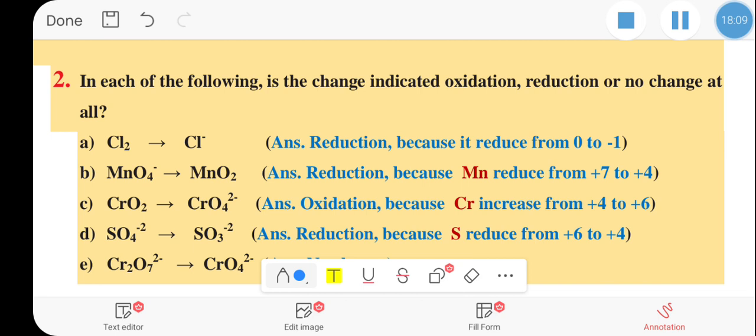Question number 2: in each of the following, is the change indicated oxidation, reduction or no change at all? Now A: chlorine molecule converts to chloride ion. Therefore, in the chlorine molecule the oxidation number of chlorine is 0. It went from 0 to -1. This chlorine molecule is in the free state; the oxidation number of any element in the free state is 0.